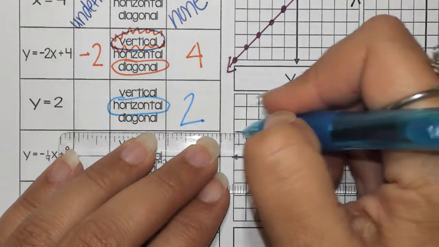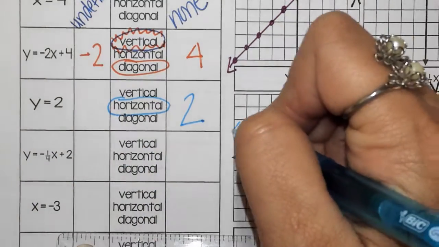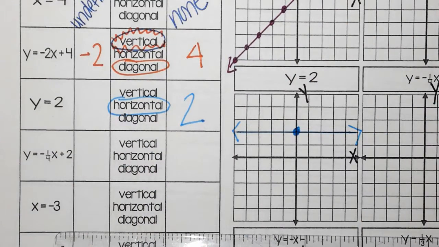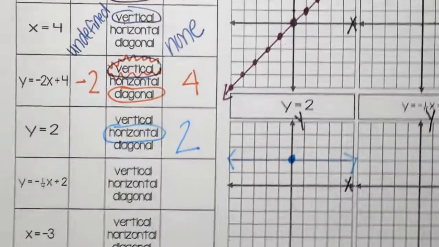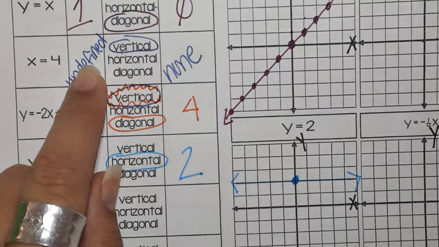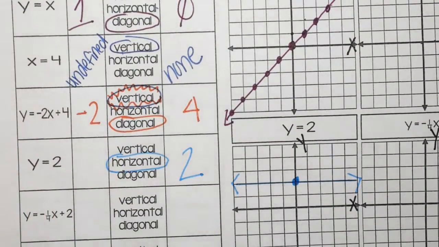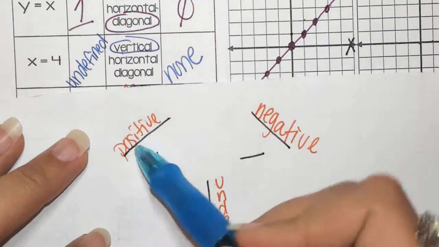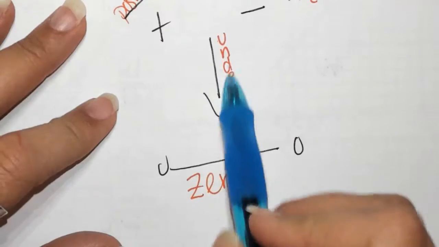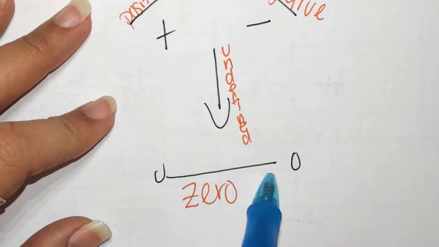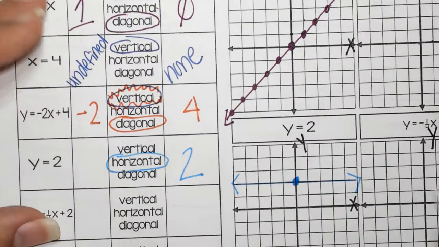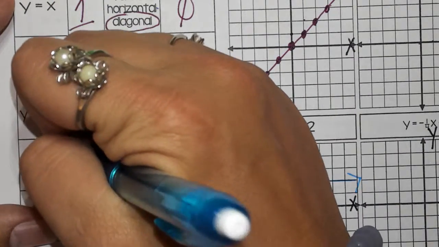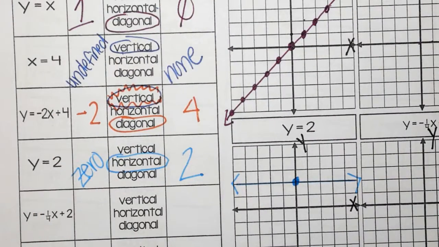So I just draw a line through it. Don't you have to write something? Yes. You have to write undefined for the slope. We said that x was vertical, and that means it's undefined. We have a positive looks like this, a negative looks like this, undefined looks like this. What is a horizontal? 0. So what's our slope? 0.